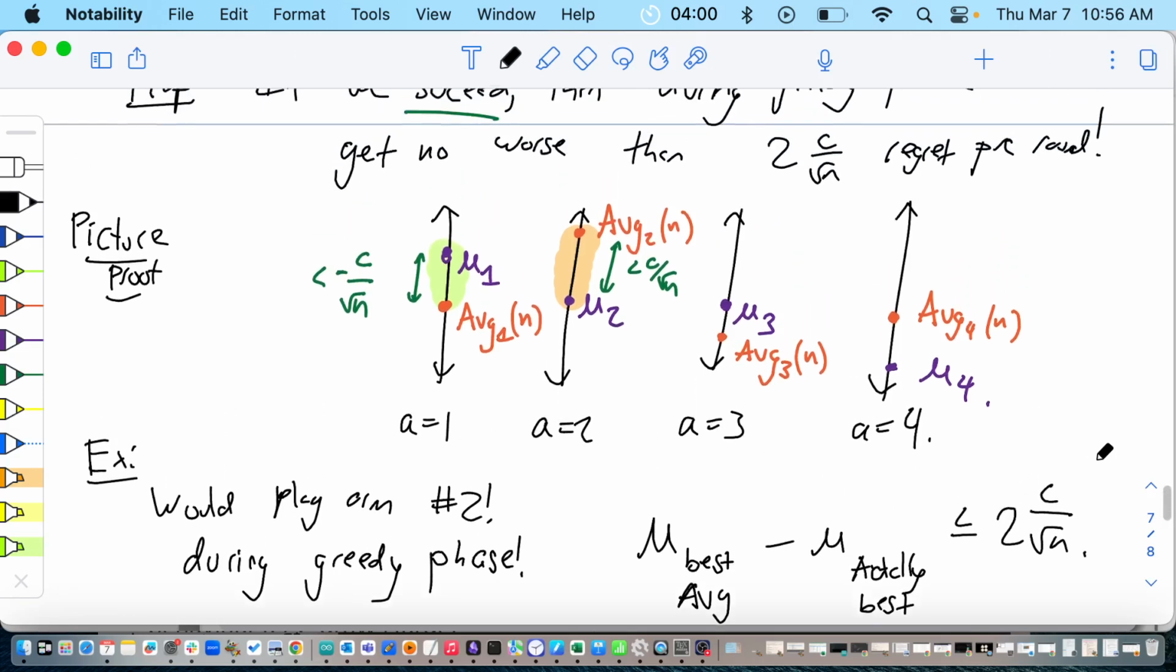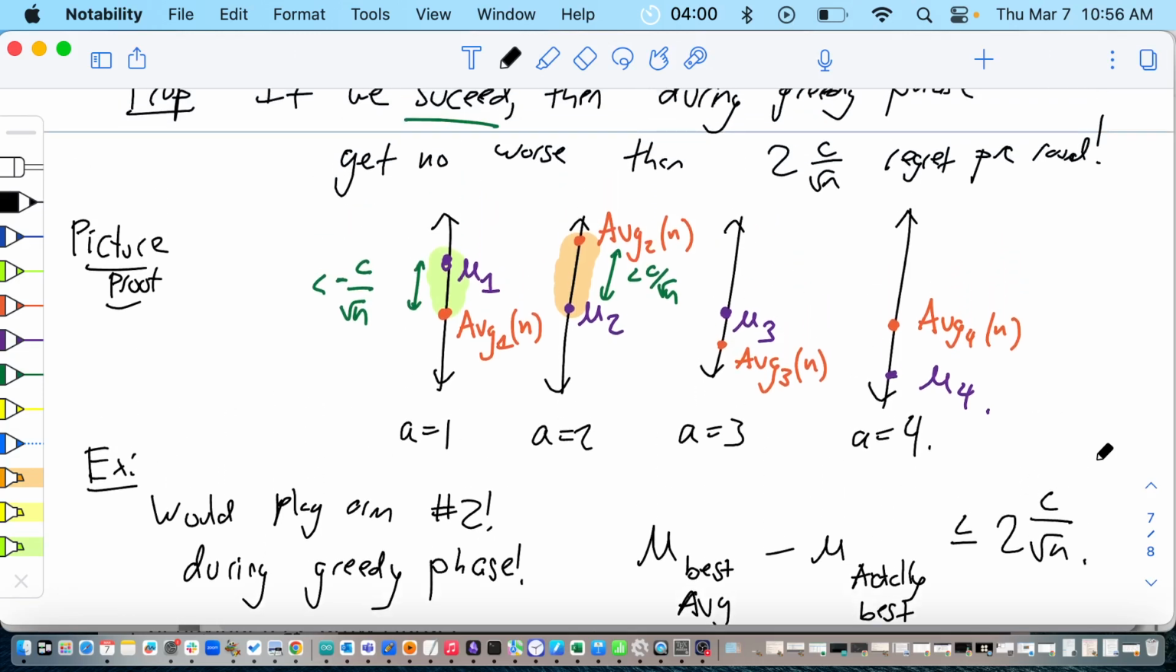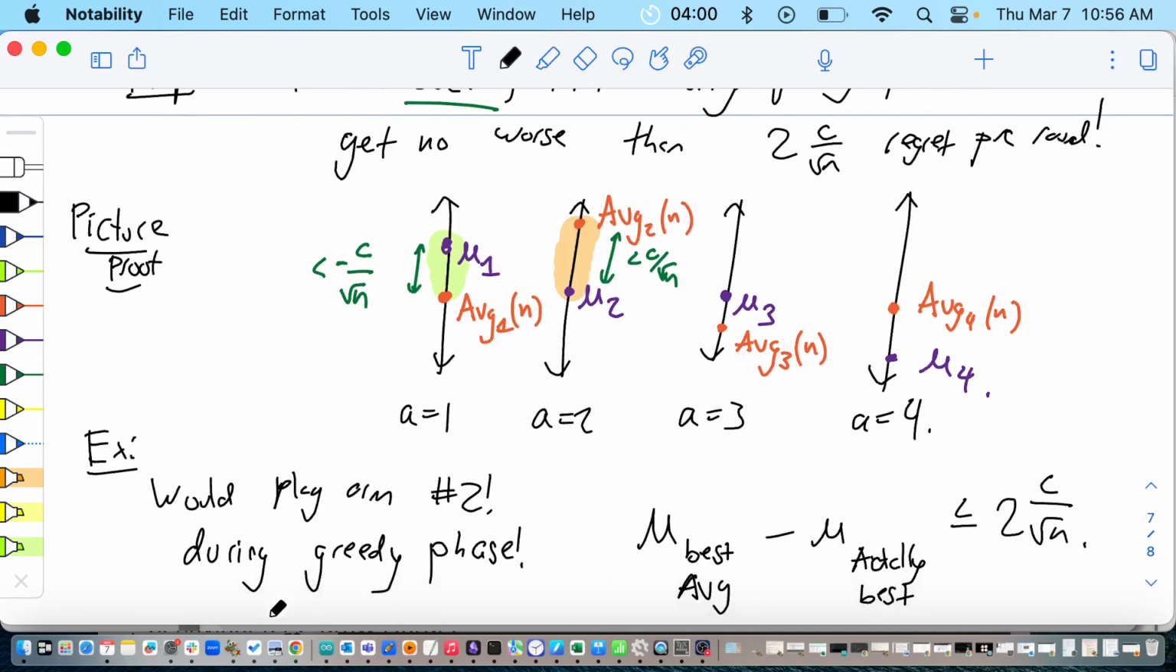If the picture proof makes sense, then the algebra is like a snap. It's like one line. But if you don't understand what's going on, then the algebra is just like some crazy thing that came out of nowhere. So tell me, what do you guys think? Is the picture proof okay? Any questions? Okay, let's go to the algebra.